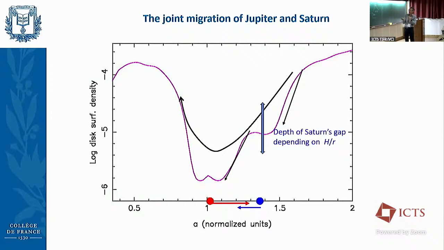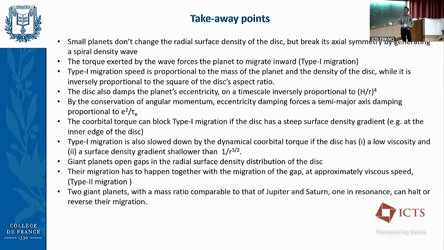But if you have a hot disk, then the gap of Saturn is very shallow. And so the imbalance felt by Jupiter becomes weaker. And that's why the planets can just stop migrating and not migrate out, because the imbalance on Jupiter is weaker, and so Saturn can counteract.